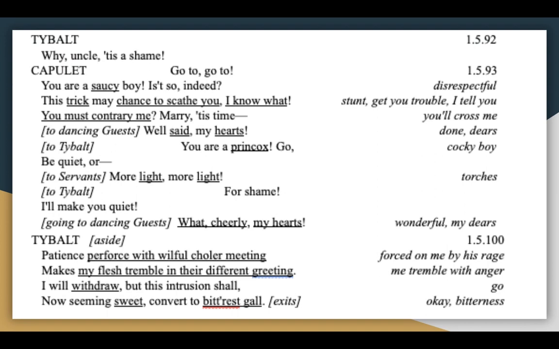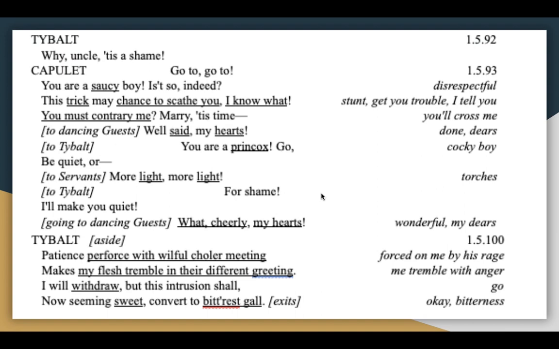"Is it so indeed? This trick may chance to scathe you, I know what." So this will come back to haunt you. "You must contrary me." He's like, shut up, sit down, or you're going to be punished. And then he turns around and says, "Merrily, to the dancing guests. Well said, my hearts." So well done, my dears. Then he turns back to Tybalt. "You are a princox, go." You're a cocky boy, go away, be quiet, or, then he turns to his servants, "More light!" To Tybalt, "For shame, I'll make you quiet." Then to the guests, "What, cheerly, my hearts!" Wonderful, my dears.